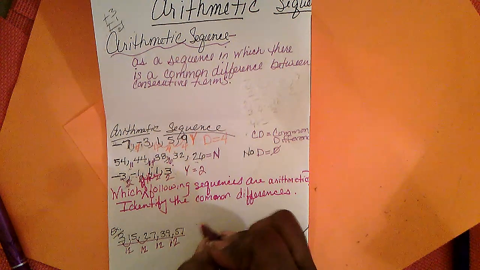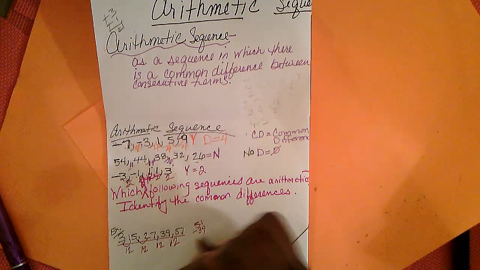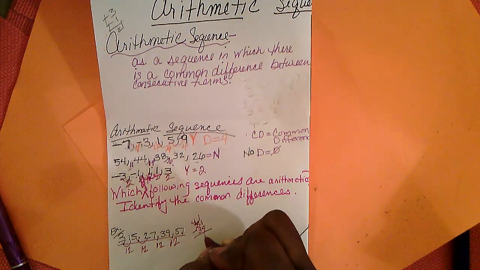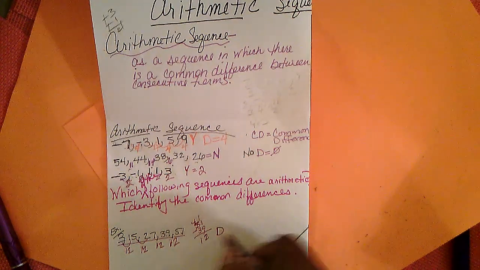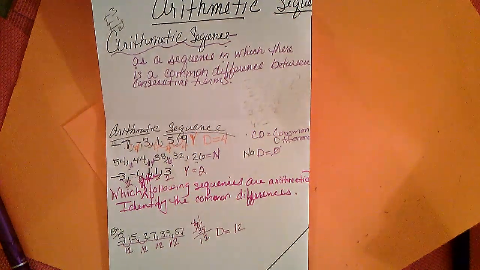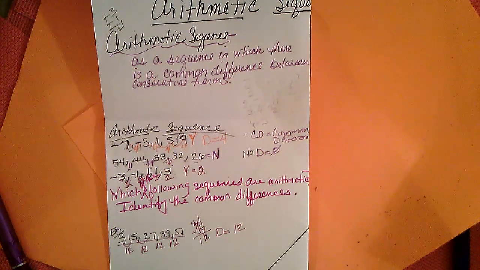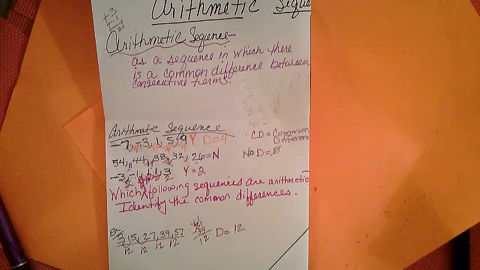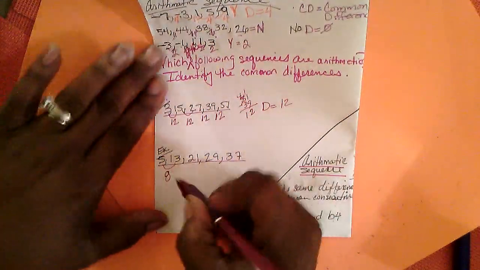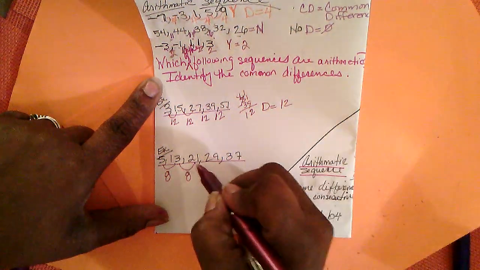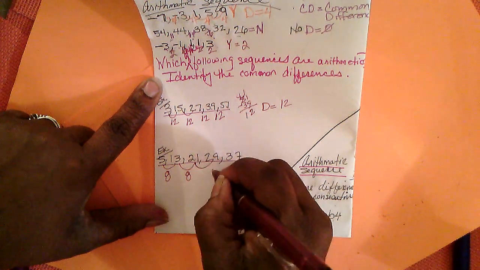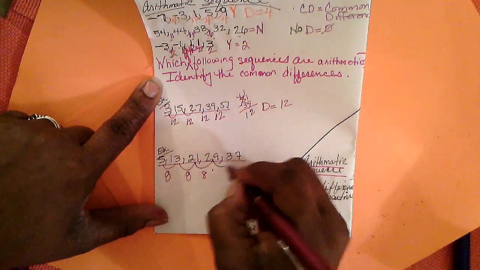So we're going to mark this as a difference of 12. Next, we have 5 to 13, difference of 8. Then we go from 13 to 21, a difference of 8. Then from 21 to 29, a difference of 8. And from 29 to 37, a difference of 8.